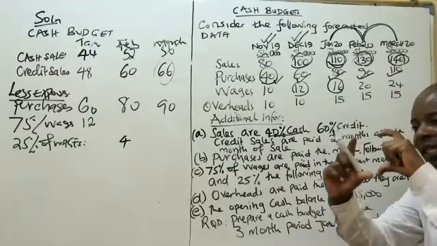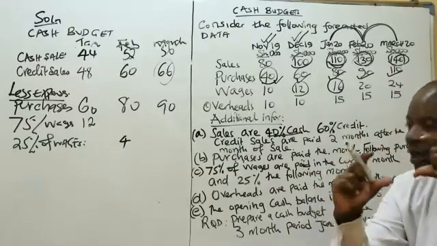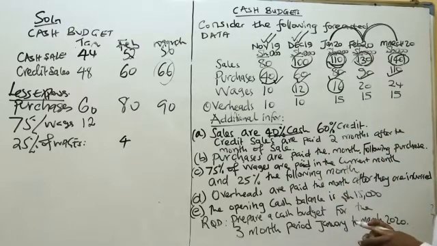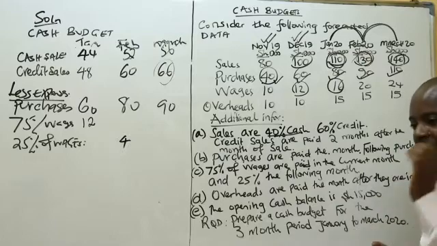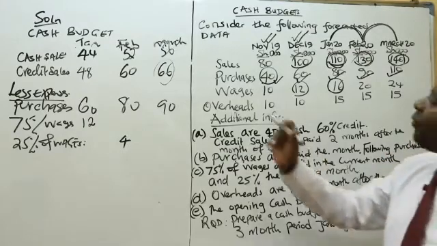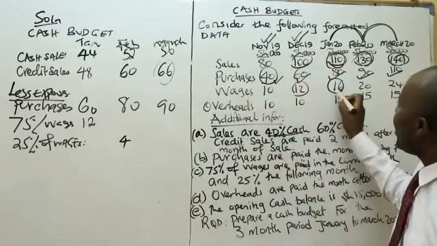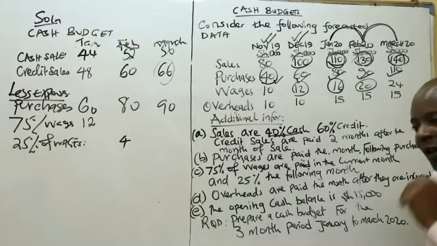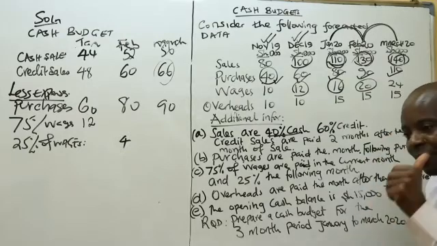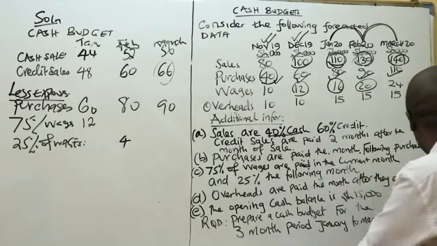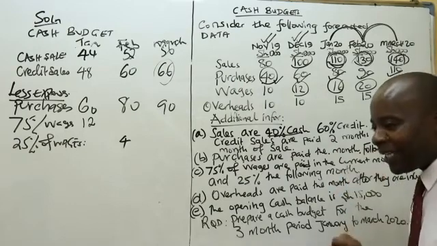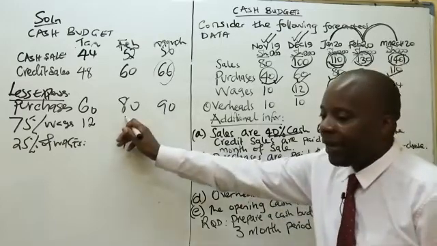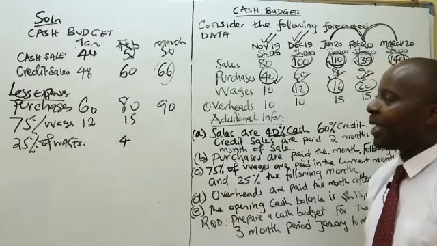Now go ahead and analyze the wages of February. Wages of February were 20. Out of these 20, I know that 75%, ladies and gentlemen, will be paid in February. So 75% in February, that's how much here, somebody? I'm being told it is 15.